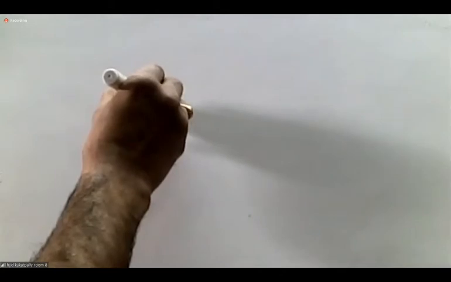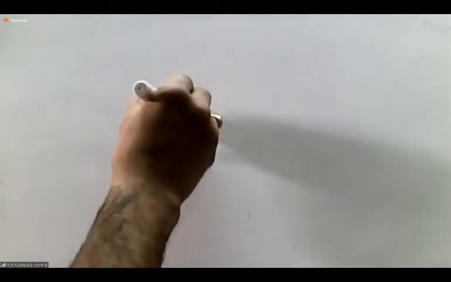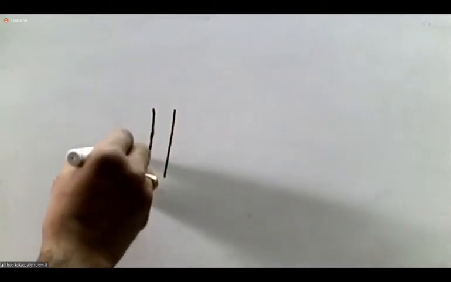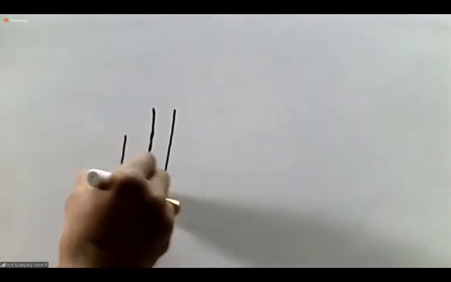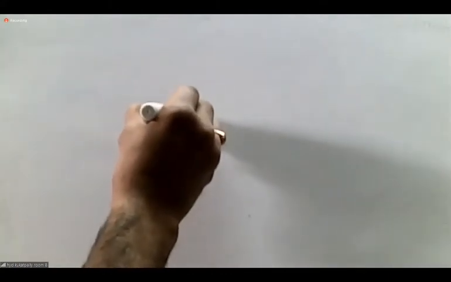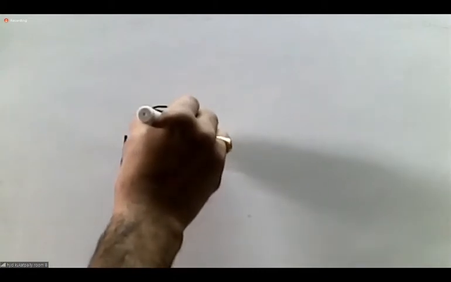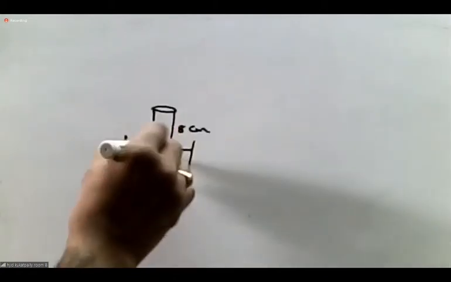Next problem. There is a mercury trough and a pipe is there. This is the mercury trough. The pipe, 8 centimeters is outside the mercury.